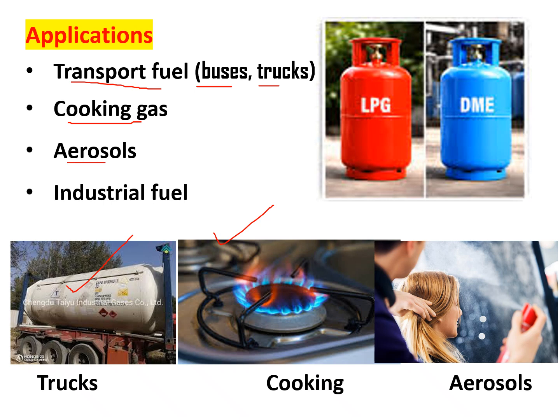Aerosols, you can use it in aerosols. You can see in picture number 3. And as industrial fuel, industries require high energy fuel for heavy machinery. So heavy machinery, heavy industries, they can use DME as fuel. So transport fuel in buses and trucks and maybe even in trains, in cooking gas, in aerosols and in industries. So these are the applications of DME or dimethyl ether.